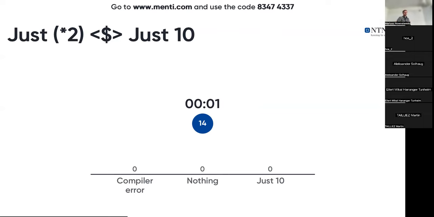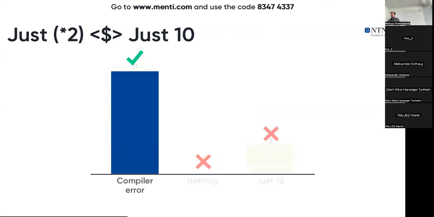Very good. We cannot map functions in structures to anything. That's what applicatives are, but not functors. So fmap or mapping will not work. The compiler will complain, will say, what do you mean? You cannot do that. Good.